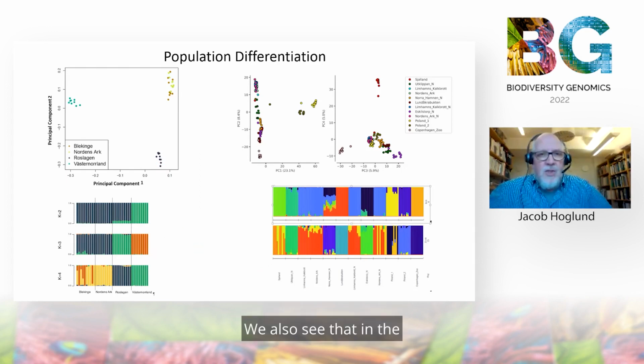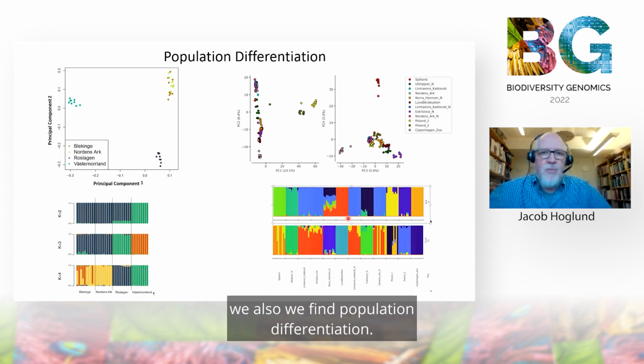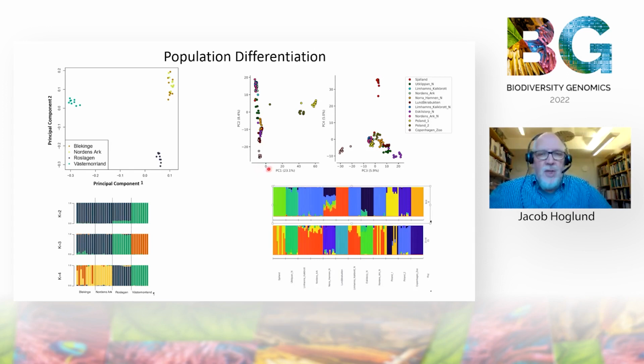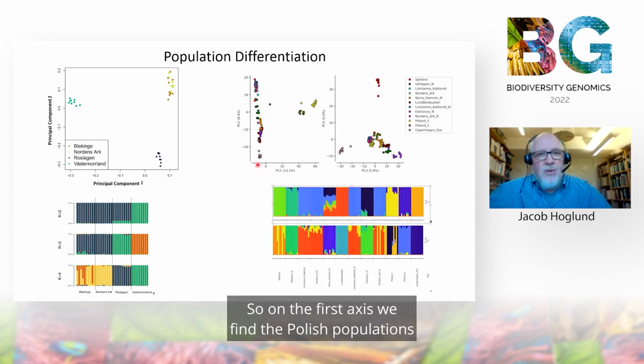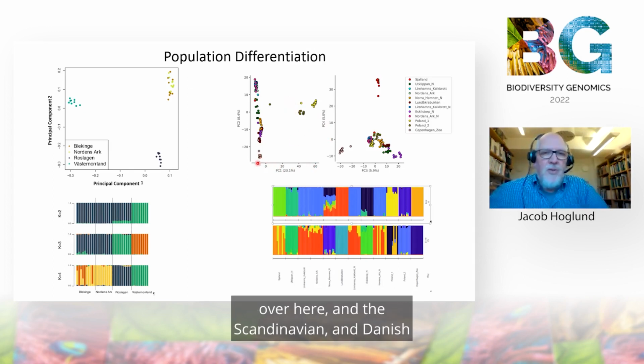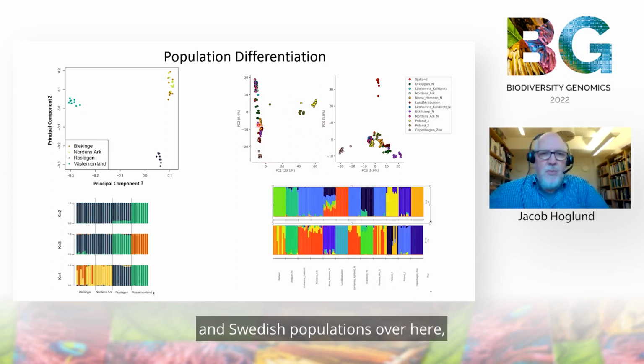We also see that in the case of the toad, we find population differentiation. On the first axis, we find the Polish populations over here, and the Scandinavian, Danish and Swedish populations over here that are spread out along the second axis.